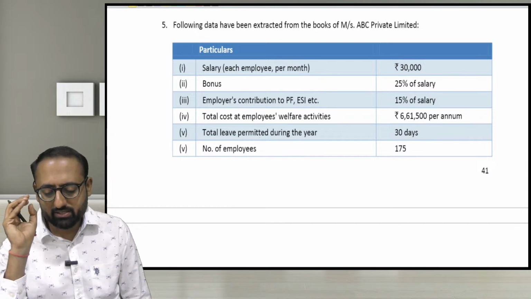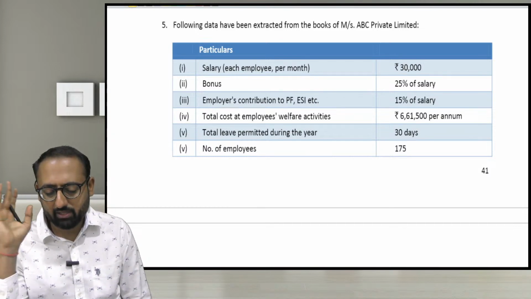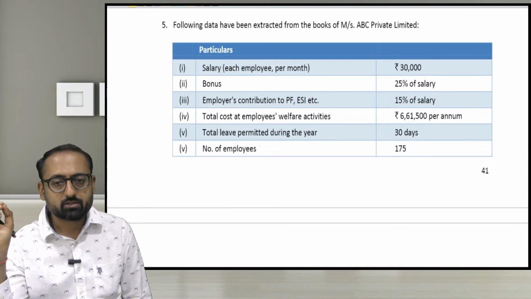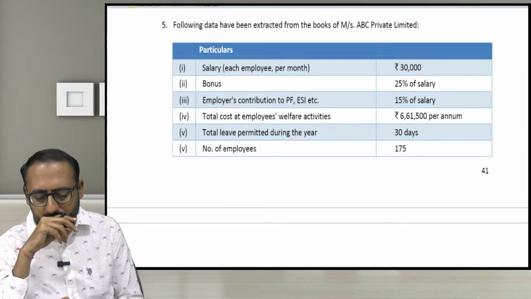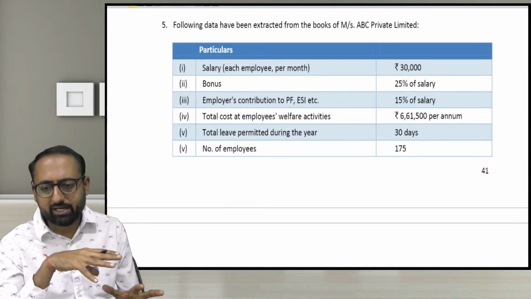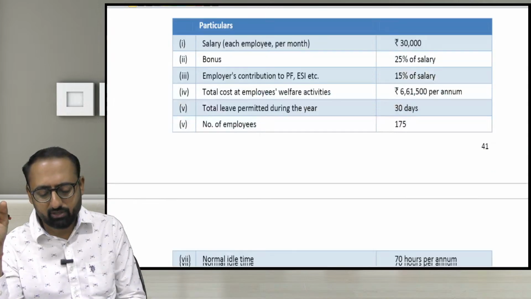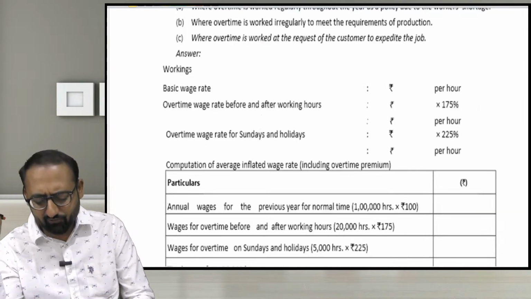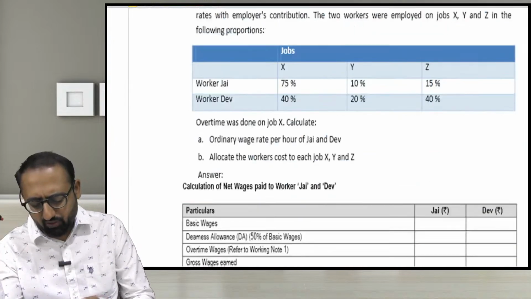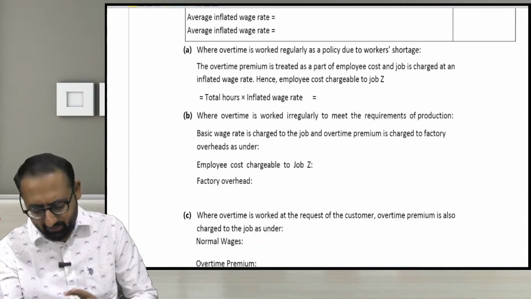Following data have been extracted from the books of EBC Private Limited. Particulars and amount. The first question is on idle time, and the second and third questions, I think, two questions, are on overtime. So first of all, quickly work on the idle time concept.